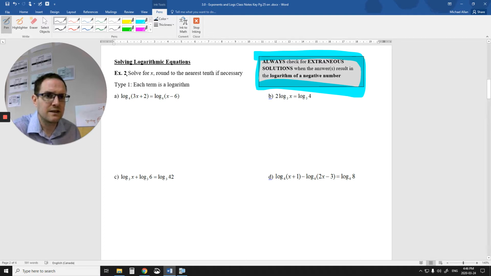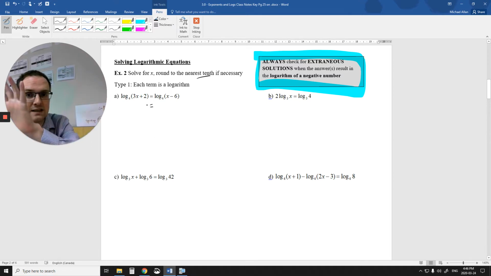So when we solve this, we want to solve for x. We want to round it, in this case, to the nearest tenth. We're not looking for exact answers for this one. So we're going to follow our log laws here. Now, there's a few different ways to do this one. If the logs are the same, just like how if our base is the same and one side is 3 to the x and the other one's 3 to the 2, then x equals 2.